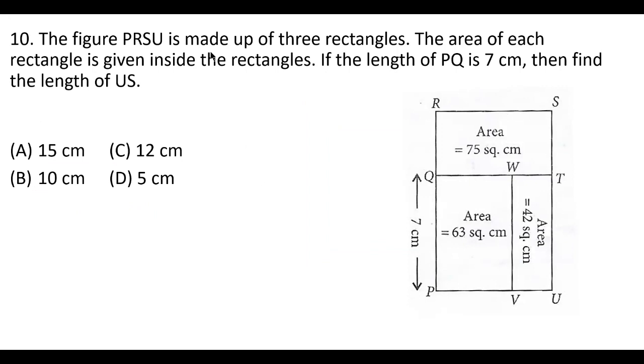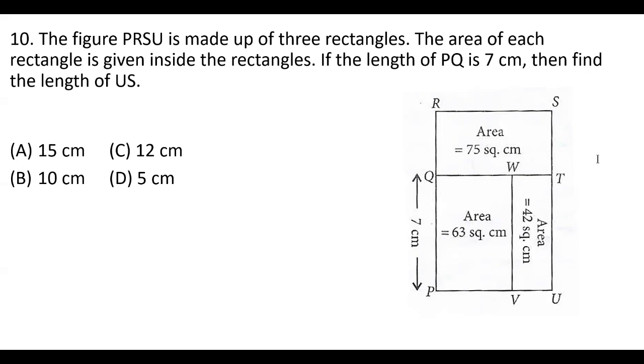The figure PRSU is made up of 3 rectangles. The area of each rectangle is given inside the rectangles. If the length of PQ is 7 centimeters, then find the length of US. So we have this rectangle PRSU, and it's made up of 3 rectangles, and the area is given here. This part QRST has an area of 75 square centimeter, and this PQWV has an area of 63 square centimeter, and we know the length, which is 7 centimeter. Now, this rectangle TUVW has an area of 42.